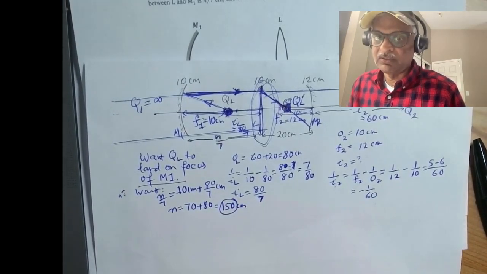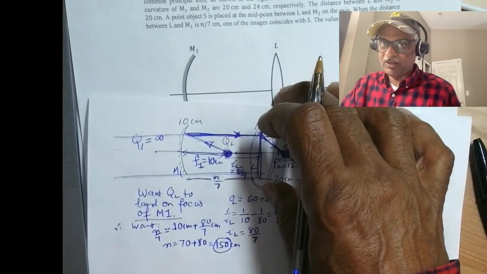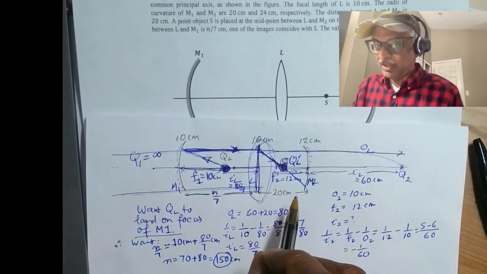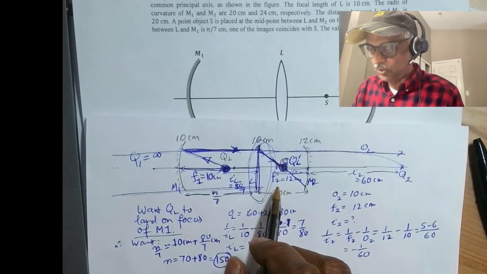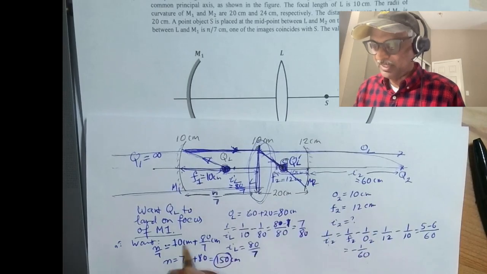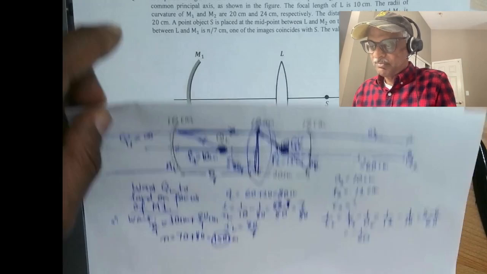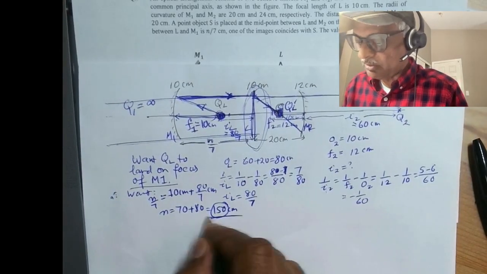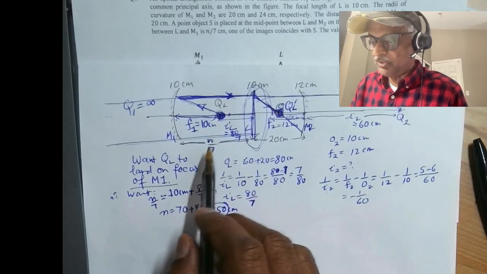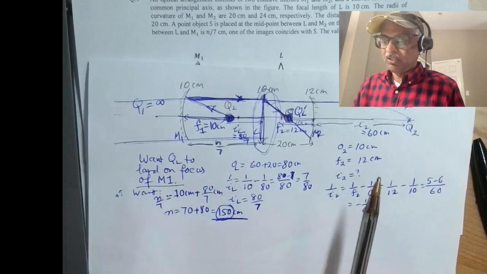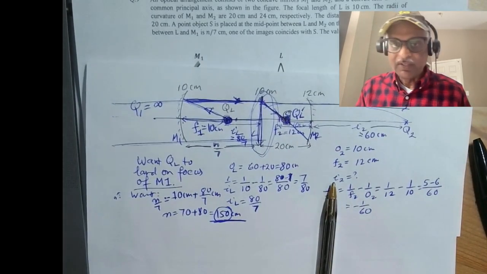So 150 is the answer doing it this way. I know other ways of doing it, so you can get other values, but this is one value of n that will actually give you the image.